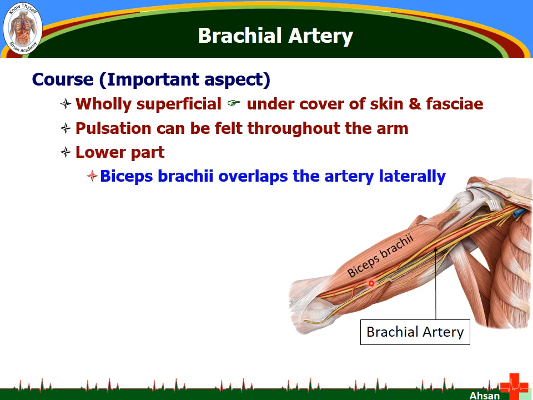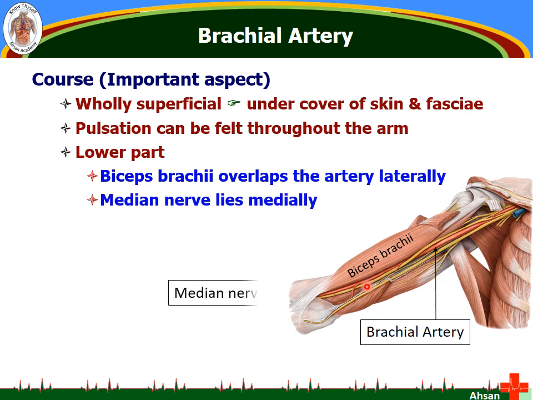It is overlapped by the bicipital aponeurosis. This is the bicipital tendon and aponeurosis. In the lower part, it lies between the biceps brachii and the median nerve. So the lower half remains between biceps brachii and median nerve, and the extreme lower part is covered by the biceps tendon and bicipital aponeurosis.